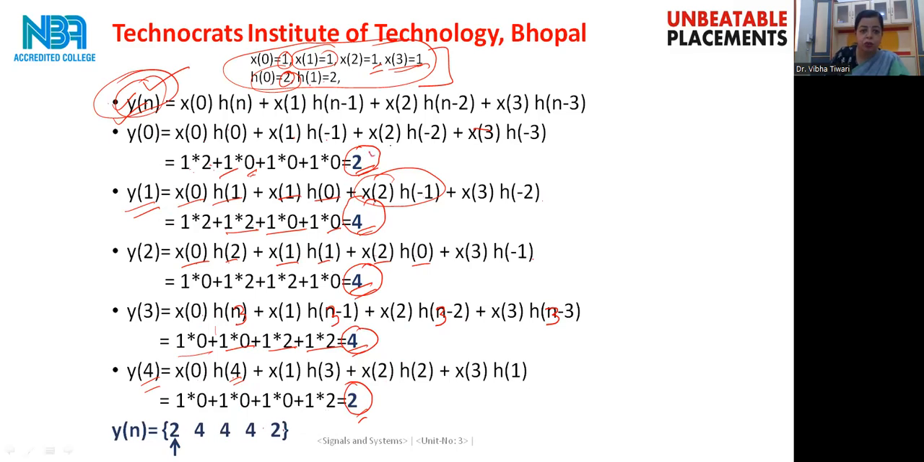And here this 2 is representing the 0th sample. So we have put an arrow mark over here for representing this 0th sample. So this is how we can calculate the output response of a system by using the mathematical formula that is given for finding the convolution.